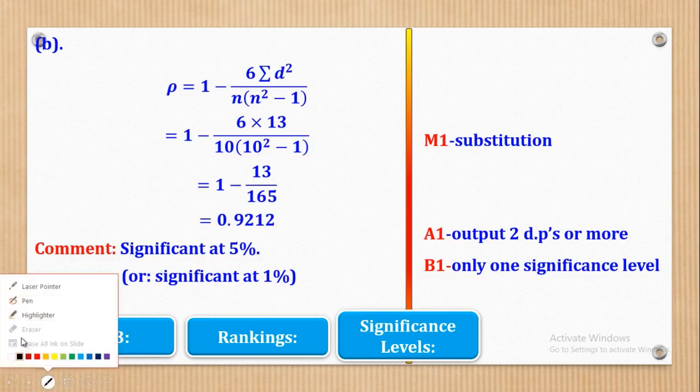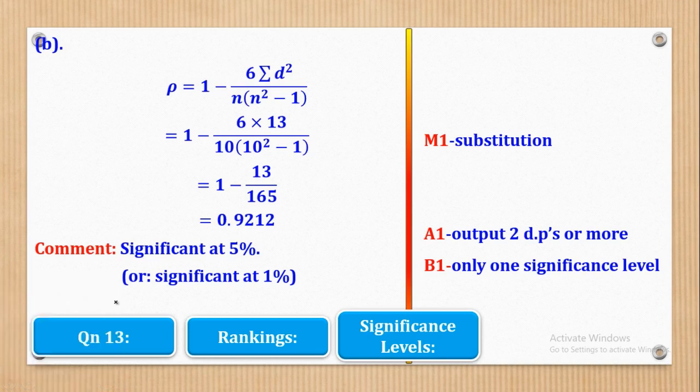So we shall come and say the first mark is for substituting into the formula, and the second mark is for you to calculate to get that value, and the third mark is for you to comment. But note, only one significance level.